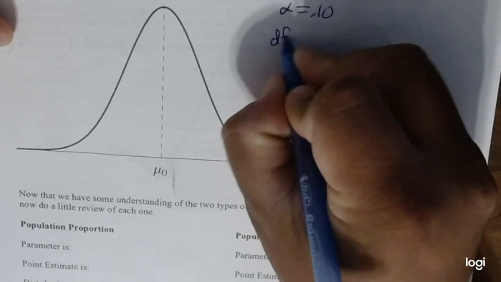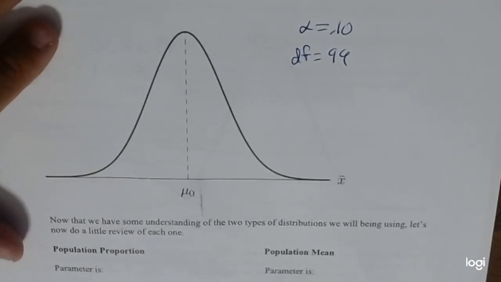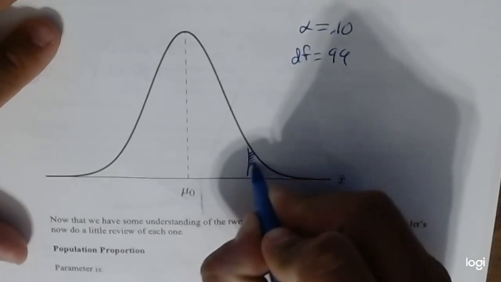And degrees of freedom in this case is going to be 99, right? 100 minus 1 is 99. Okay, so here's my shading portion.